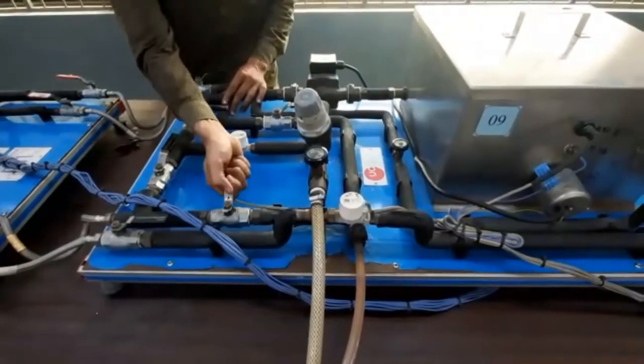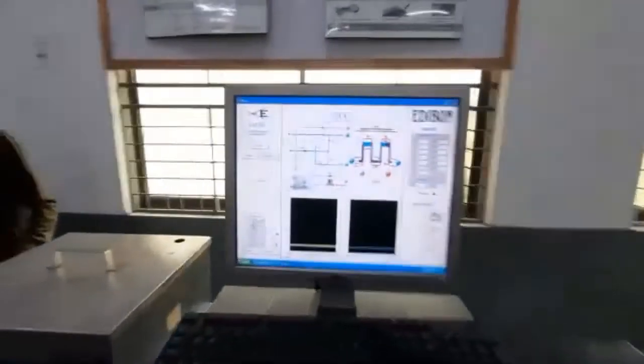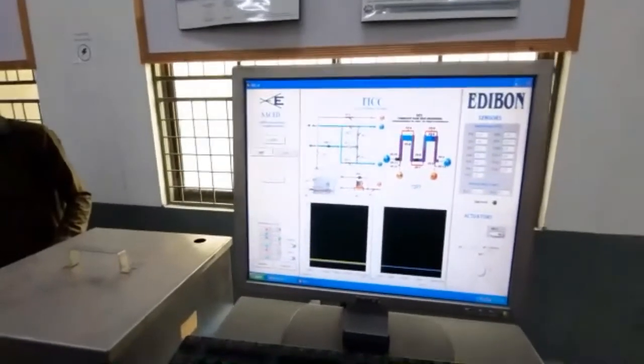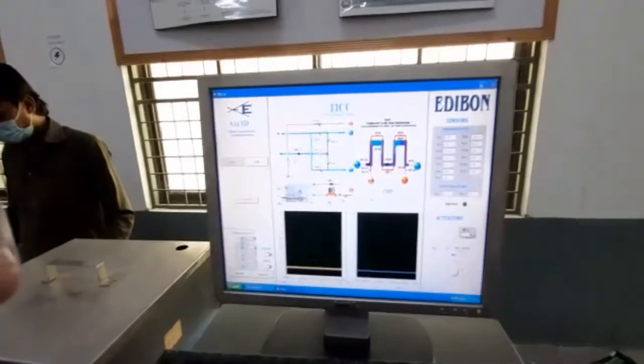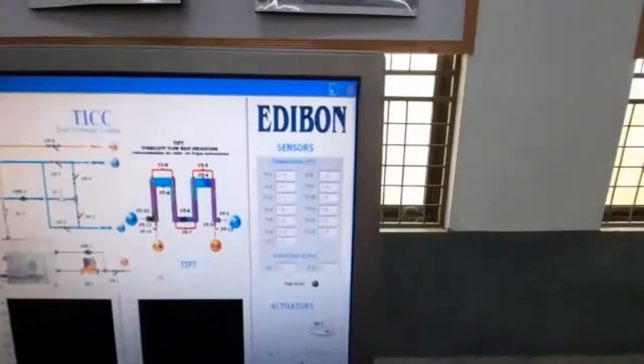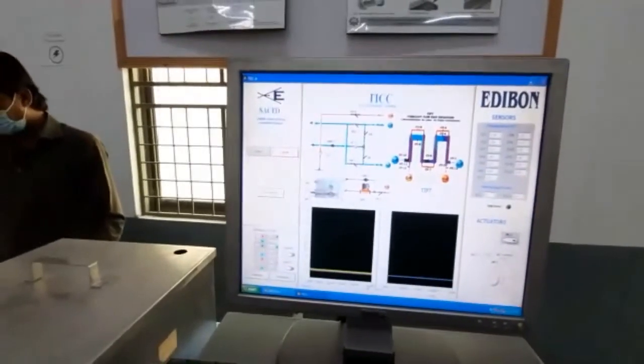Now he is converting it to anti-parallel flow. This is a counter parallel flow. He is just adjusting the valves. He is opening some valves and closing some valves, and now it is converted to anti-parallel flow. So now we again will start it from the software, and we again will take the readings of temperatures for this anti-parallel flow.